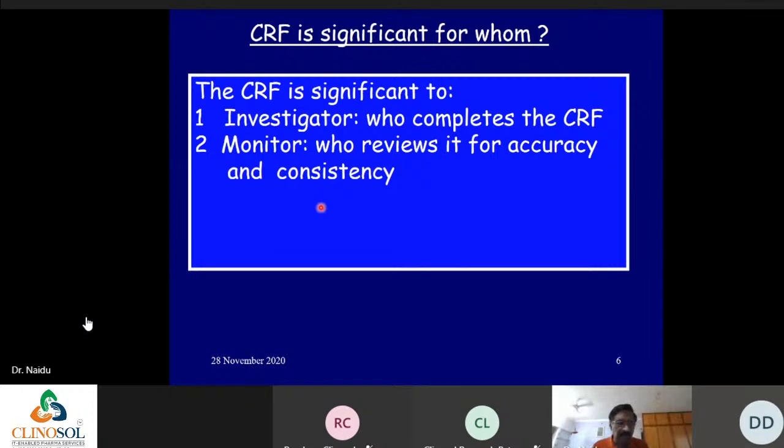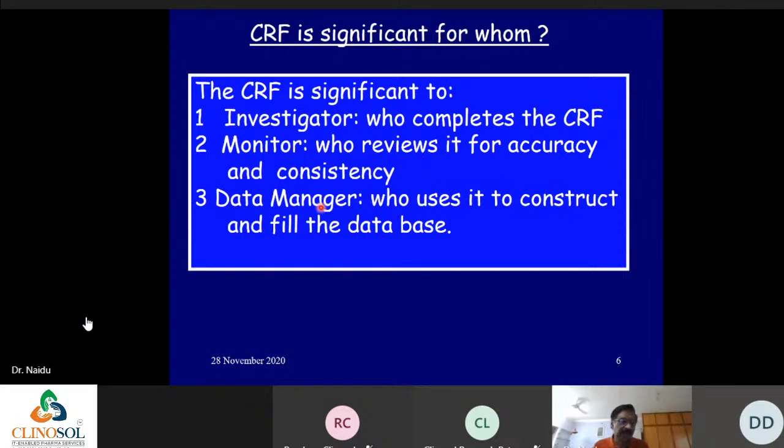Then the third is the data manager, because he has to finally manage the data and prepare the database. Based on that, the reports are generated and we get a conclusion. So the data manager is the third person for whom the CRF is significant.